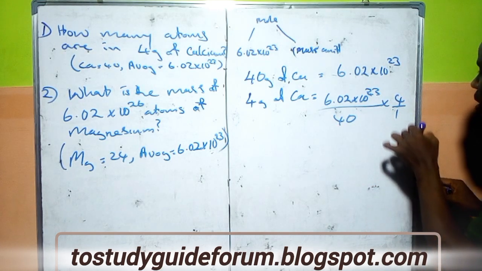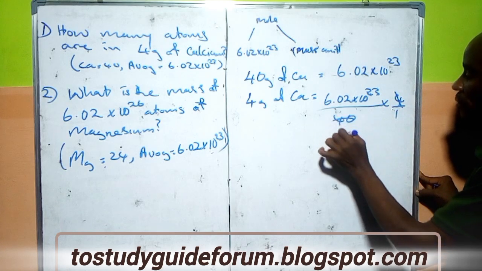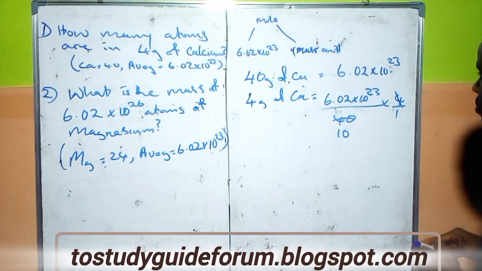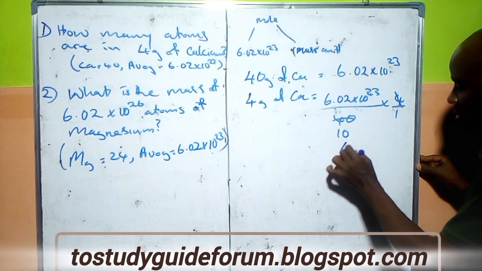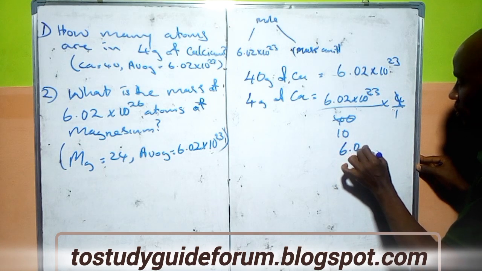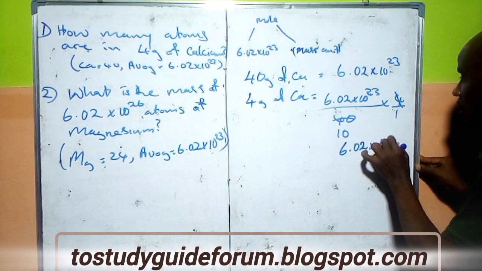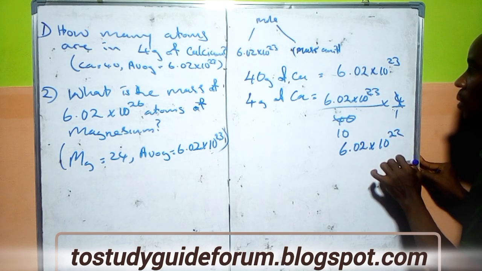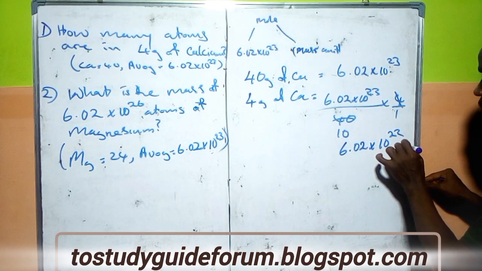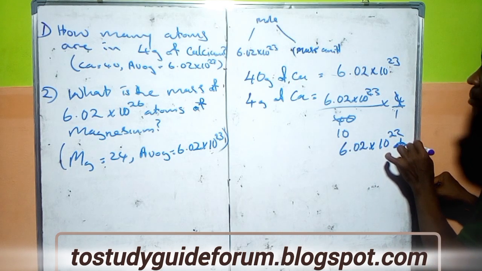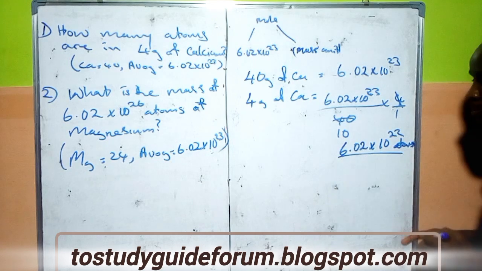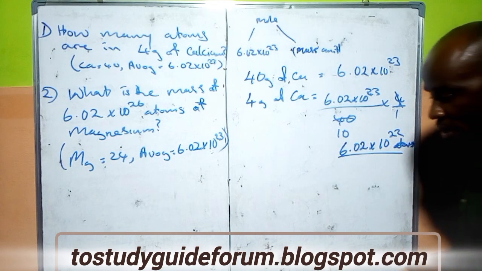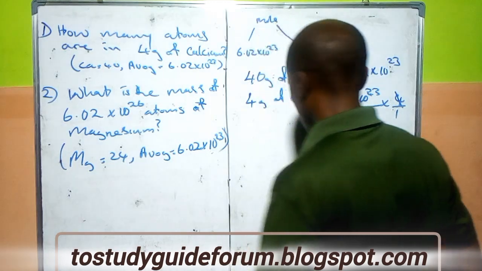So what are we doing here? I think this one can go. We have 1. This one gives us this. So what we do here, from indices, we can say that this is 0.602 times 10 raised to the power 22 atoms. That is what we have here, that's the number of atoms that we have. So let's go down to the next one.